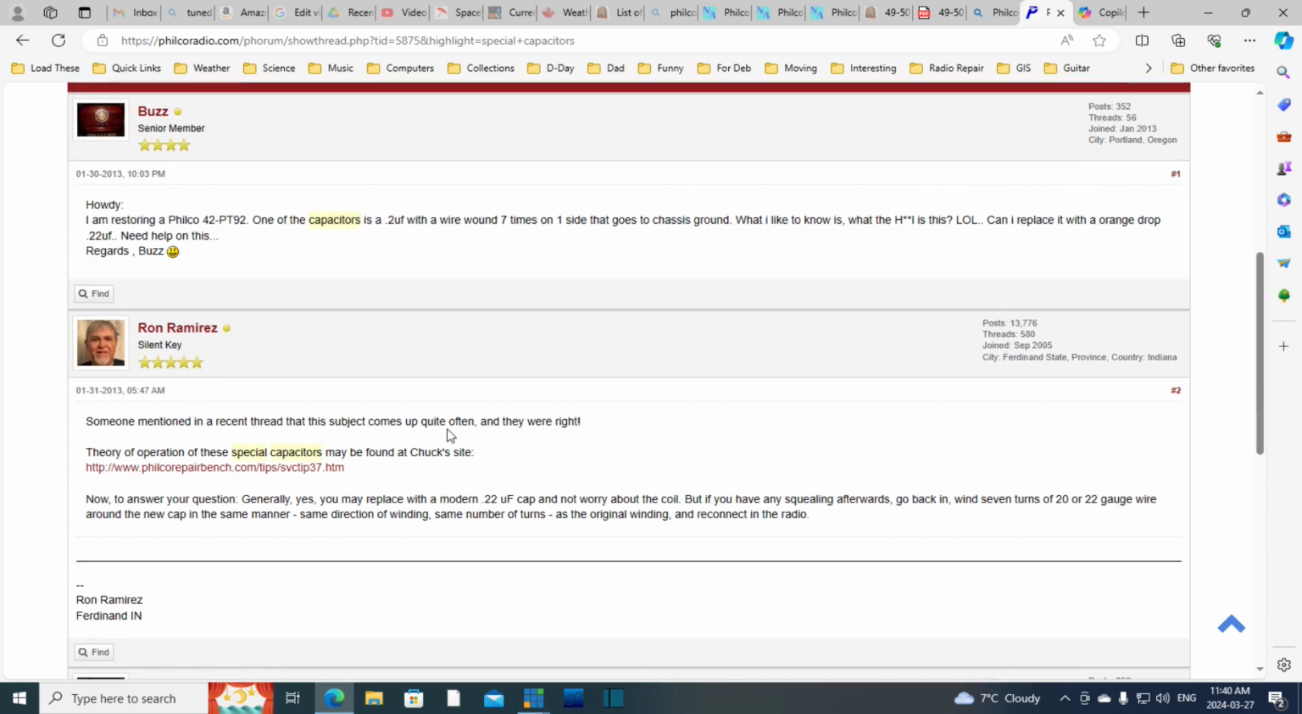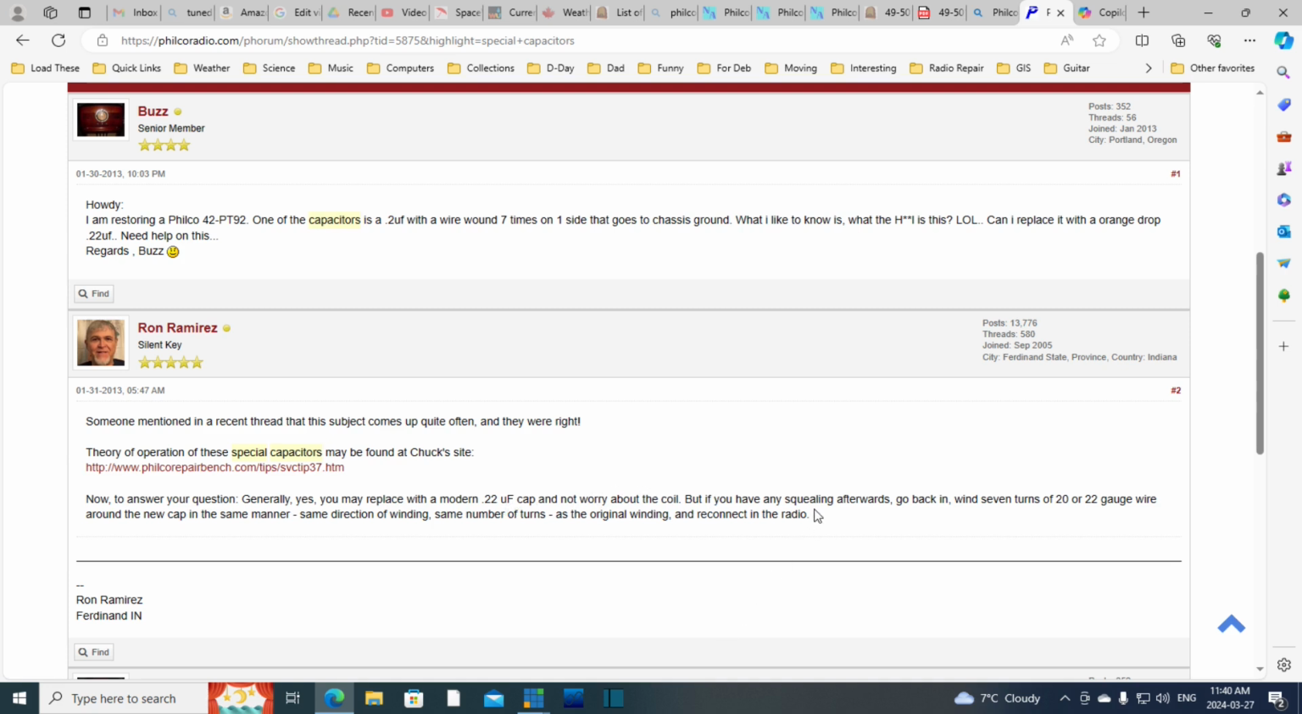Someone mentioned this in a recent thread, that this subject comes up quite often, and they were right. The theory of operation of these special capacitors may be found at Chuck's site. I haven't gone there yet. Now, to answer your question: generally, yes, you may replace it with a modern 0.2 microfarad cap and not worry about the coil.